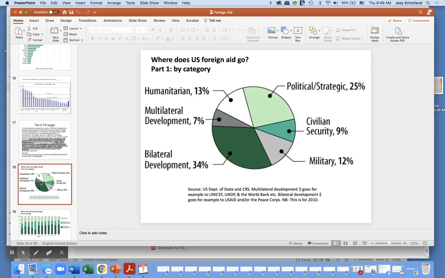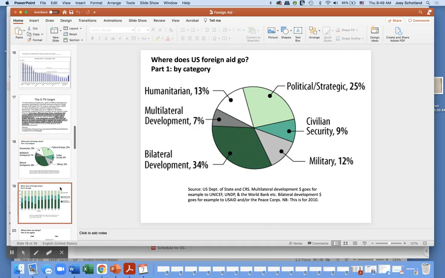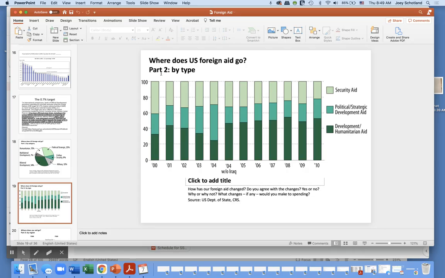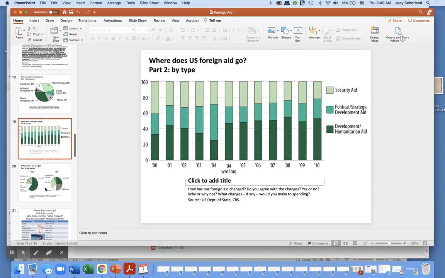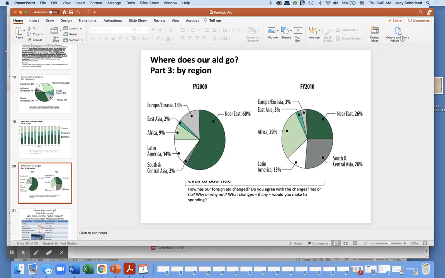All right, where does U.S. foreign aid go? Let's look at it by category. Again, some of it is military aid. Some of it is humanitarian. It's food, it's medicine. Where does it go? By type. Some of it is the security aid, weapons. Some of it is humanitarian aid, food, medicine. Again, different types. Where does U.S. foreign aid go by region?